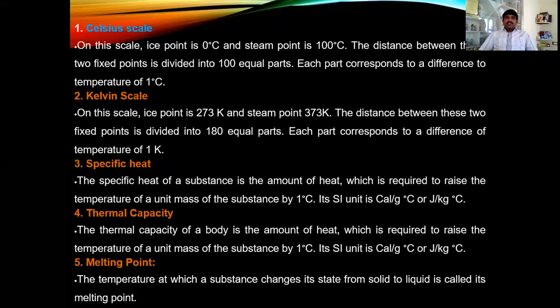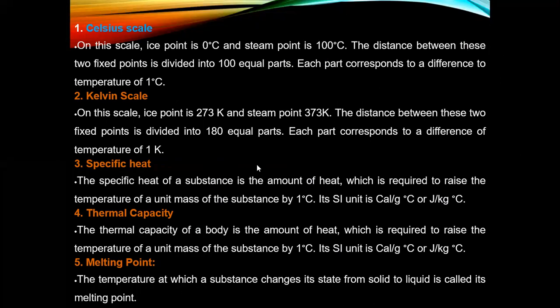So there are a few terms to discuss as a part of the temperature. One, the Celsius scale. On the scale, ice point is 0 degrees Celsius and steam point is 100 degrees Celsius, and the distance between these two fixed points is divided into 100 equal parts. Each part corresponds to a difference of temperature of 1 degree Celsius.